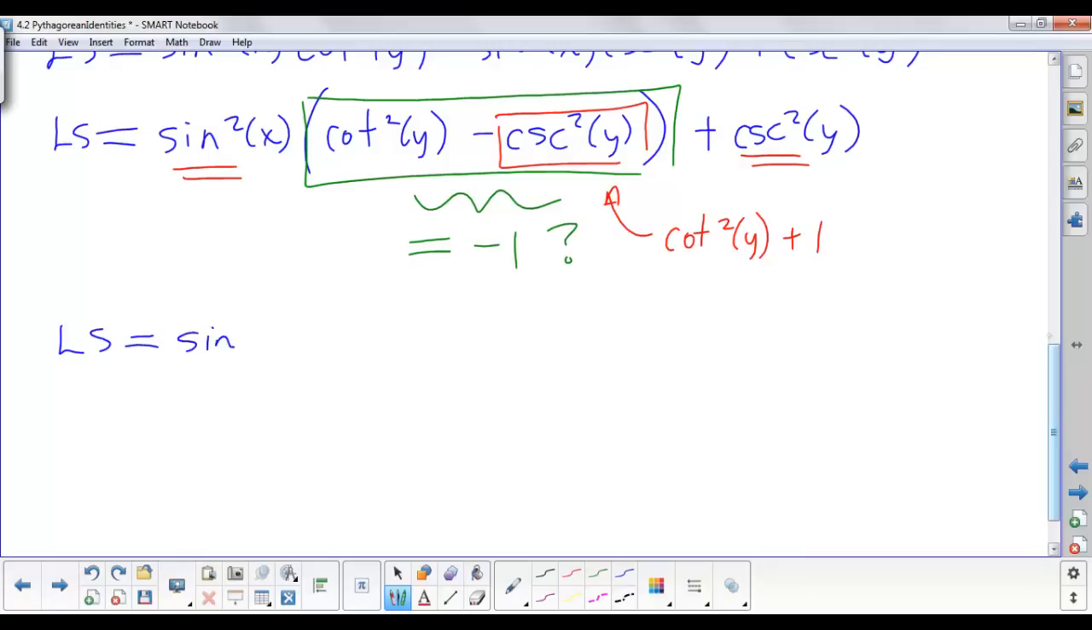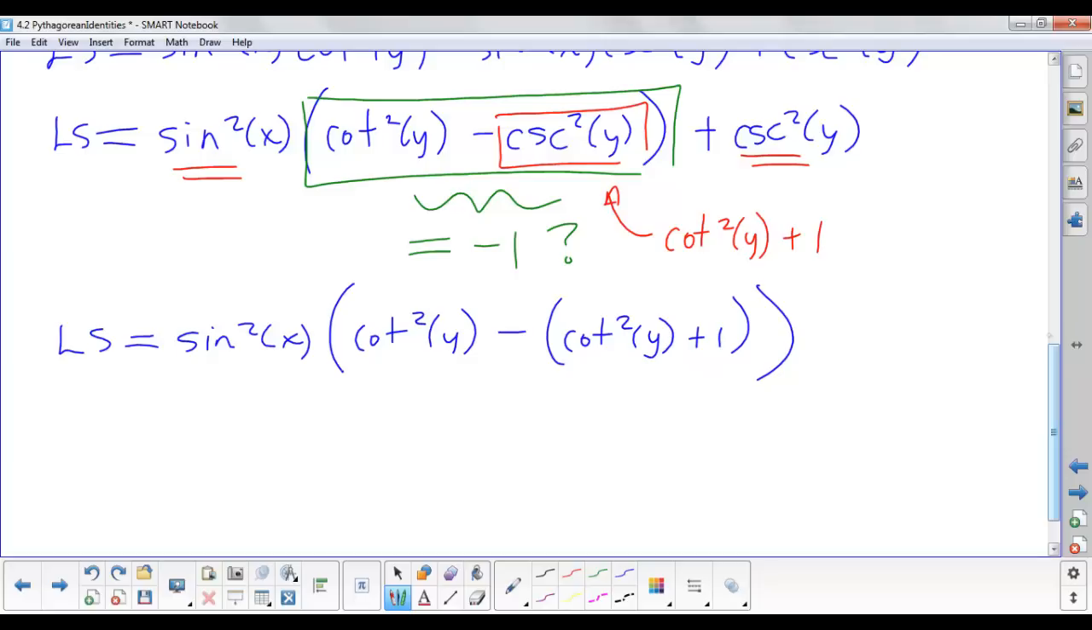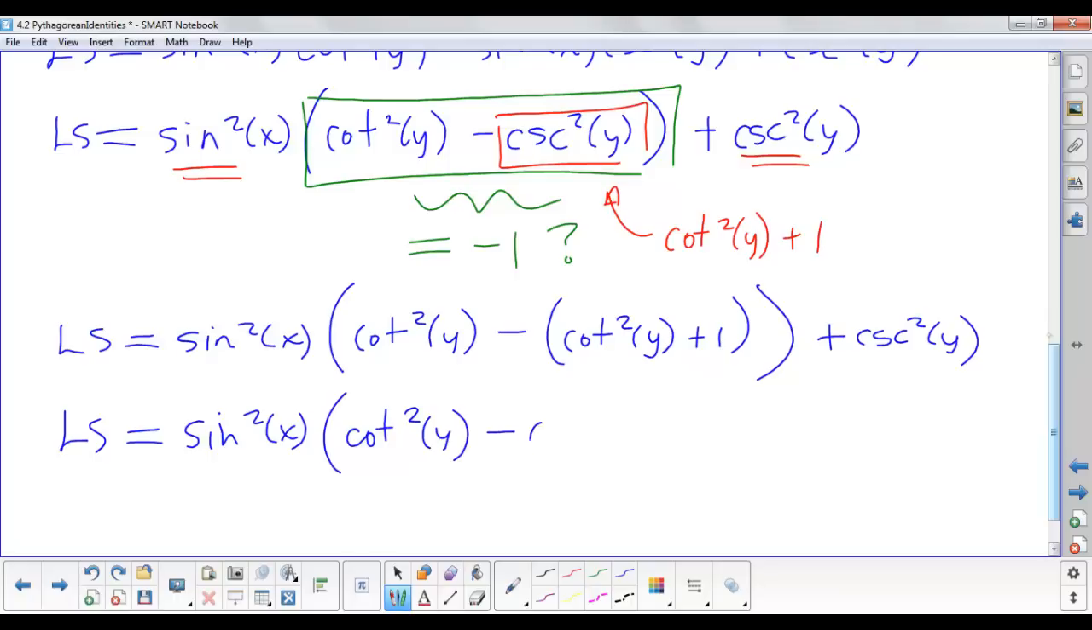So what we'll have here, so my left side will now be sine squared x, and now I'm going to have cotangent squared y minus, now the one thing to be very careful of here, I'm subtracting what will now be the equivalent of a polynomial. So I've got cotangent squared y plus 1, and then I do have the plus cosecant squared y still at the end. So now I've got left side equal to sine squared x times, so if I drop the brackets inside here, so picture minus, I'm going to have to subtract cotangent squared y and subtract 1 when I drop the brackets. Now I have plus cosecant squared y.